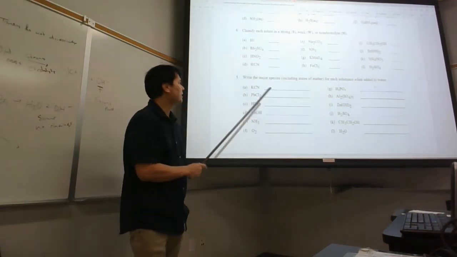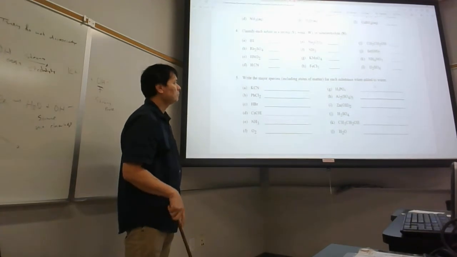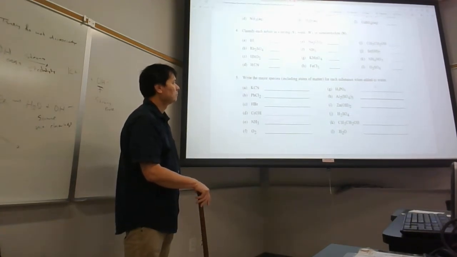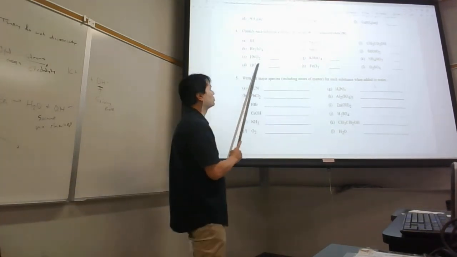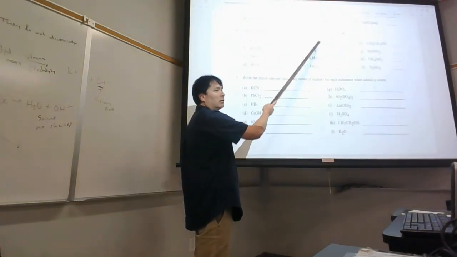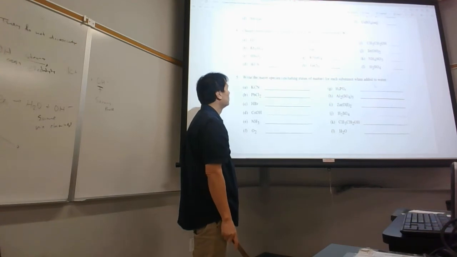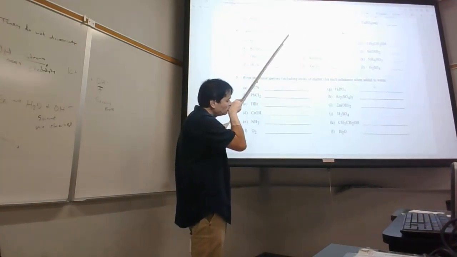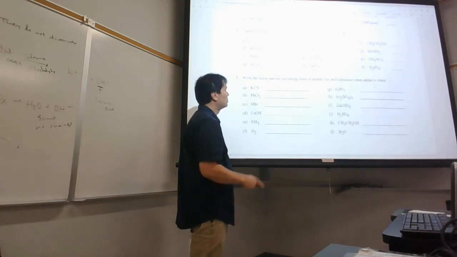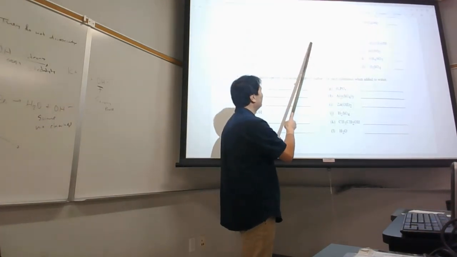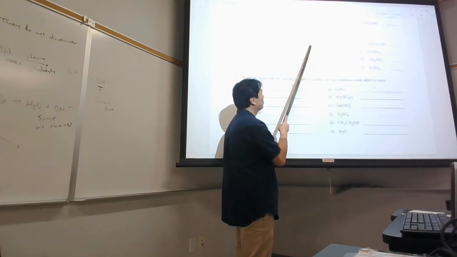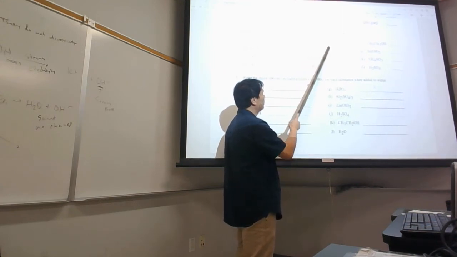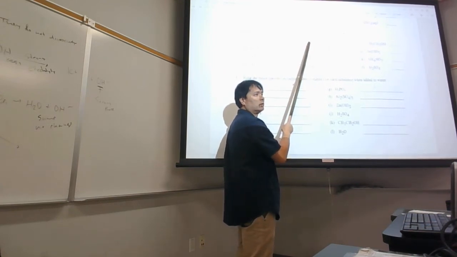And so hydrocyanic acid would be a weak acid, which would be a weak electrolyte. What's this called? Sodium carbonate. Sodium's group 1, the alkali metals. Therefore, it's a soluble salt. Soluble salts are strong.